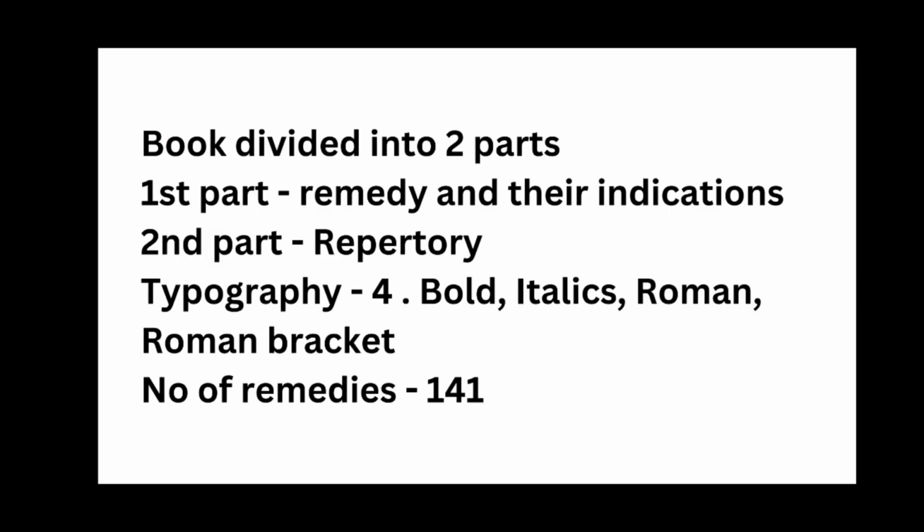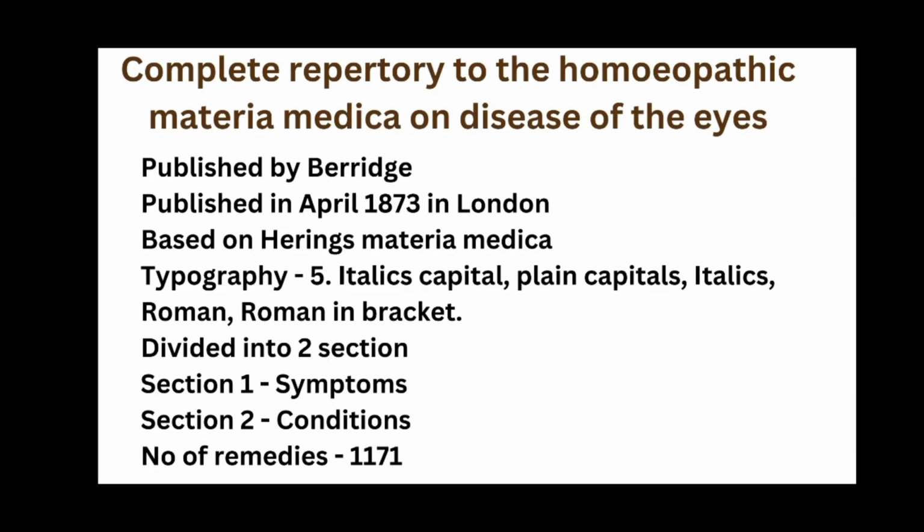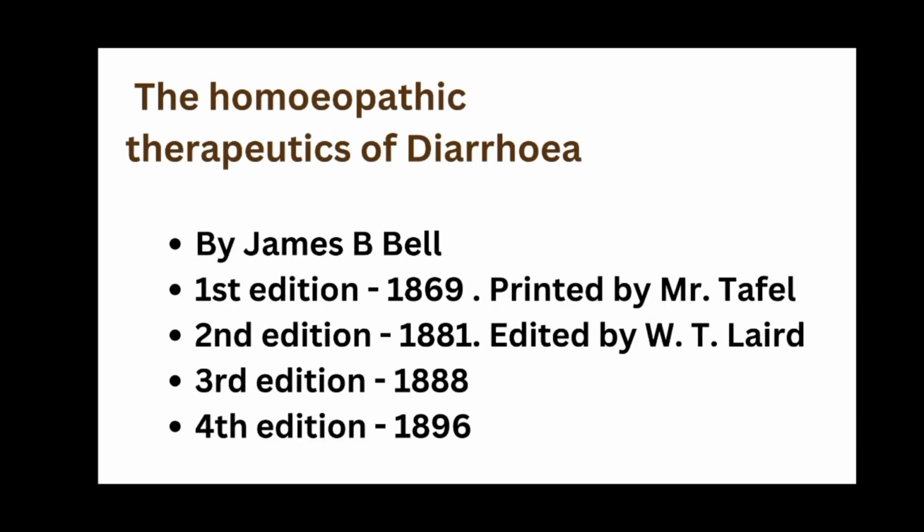This Bell's Diarrhea is divided into 2 parts. First part contains remedy and their indication. Second part contains repertory part. So 4 typography used in this repertory: bold, italics, Roman and Roman in bracket. The number of remedies used in this repertory are 141. So this is the Bell's Diarrhea.